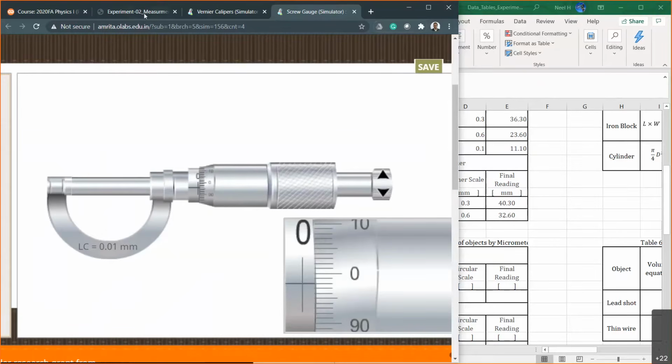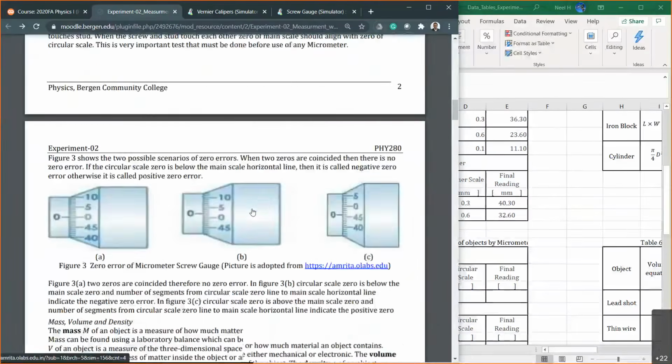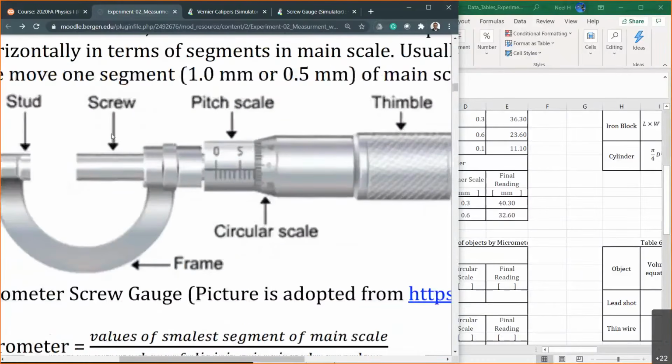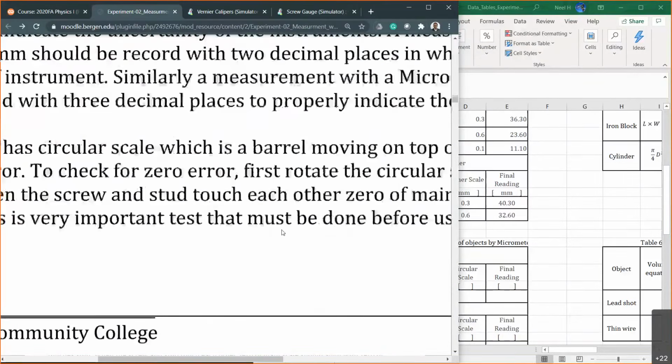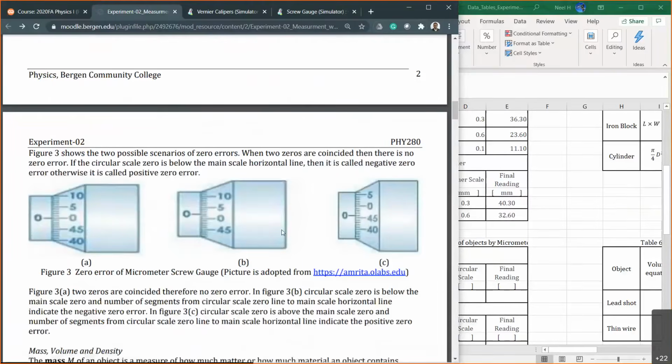Now let's take a look at what the zero error means. Now you know the idea of what we're looking into: when this stud is connected with the screw, when the screw comes and closes this gap fully, then at this place right here, zero of the main scale should align with the zero of the vernier scale. Then we say it's ready to take the reading. That's where the zero error can happen. If those two zeros are not lining up, there will be a zero error. Let's take a look at how that happens.